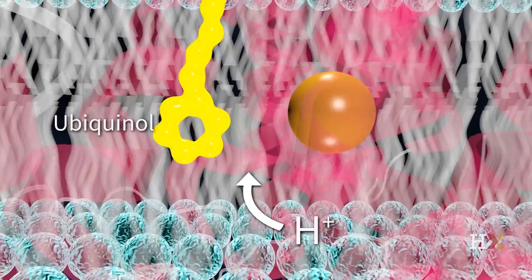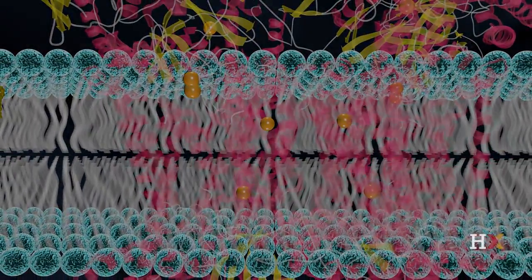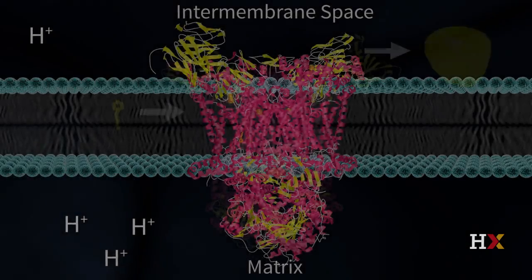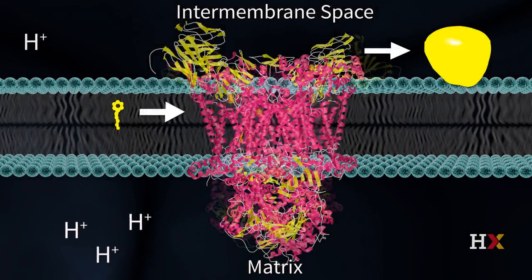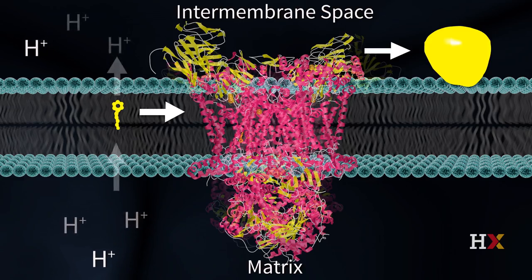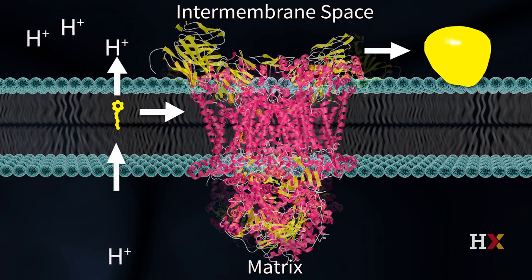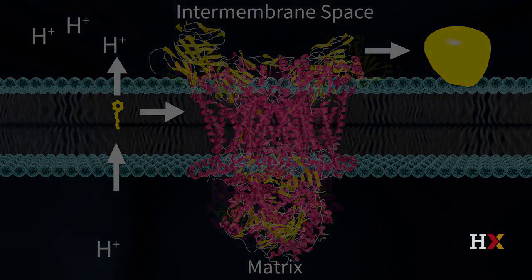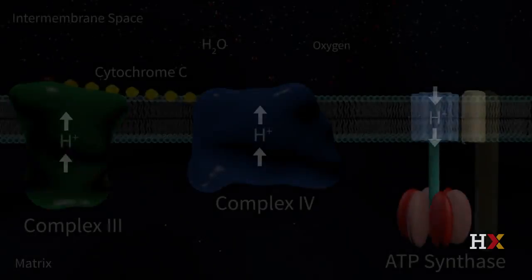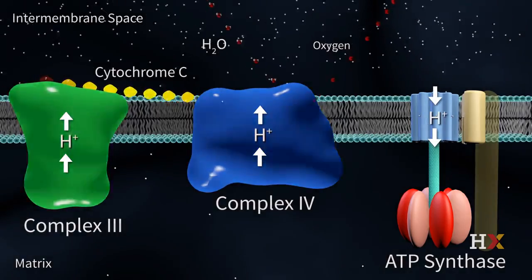Complex 3 returns to its initial state when the Q0 and Qi binding sites release their respective coenzyme Qs. Complex 3 is then able to begin a new cycle. Complex 3 not only solves the problem of electron transfer between ubiquinol and cytochrome C, but it also contributes to the building of the proton gradient across the inner membrane of mitochondria, fueling ATP synthesis. Cytochrome C shuttles the electrons from complex 3 to complex 4, where these electrons will reduce oxygen, the final electron acceptor.